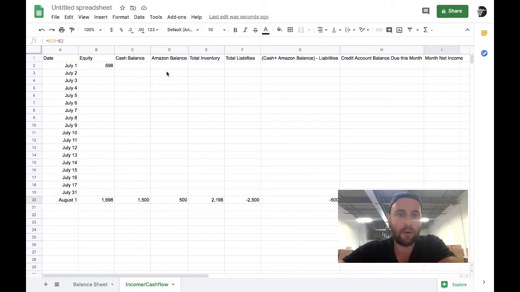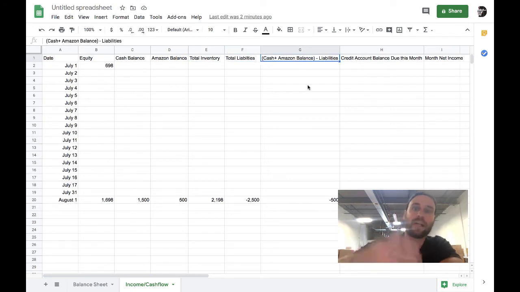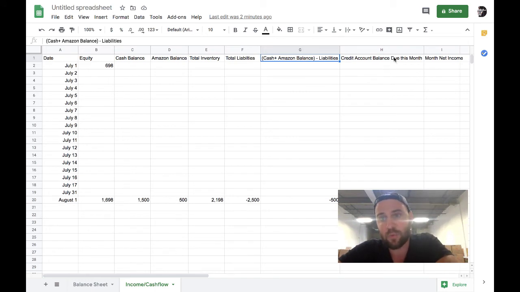If not, then there's some kind of problem, either with Fetcher, or something's missing at Amazon, or something in your equation is wrong. Now on this part of the spreadsheet, we're going to track our cash flow. As you can see in column C, we'll have our cash balance. Column D, we'll have our Amazon balance. Column E, we're going to have the total inventory, and F, liabilities. Column G is going to be our cash balance plus our Amazon balance minus our liabilities. And then column H will have our credit account balance due this month.